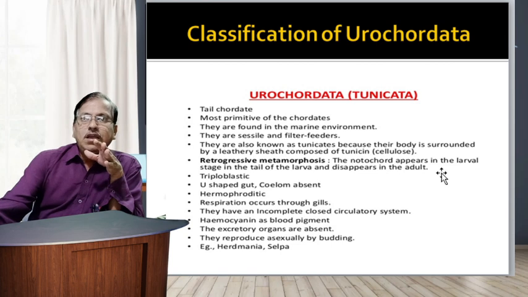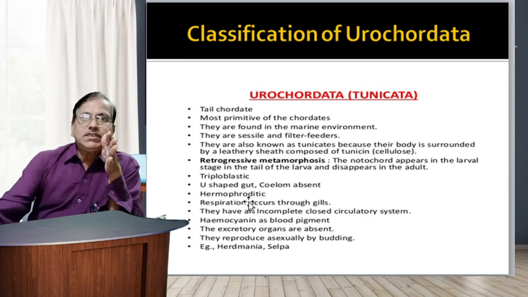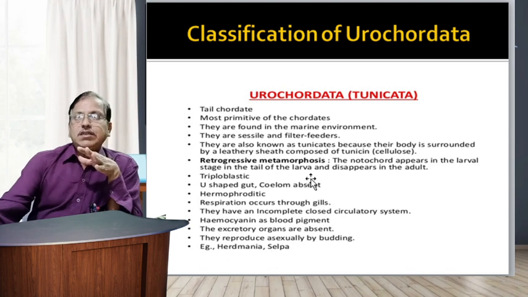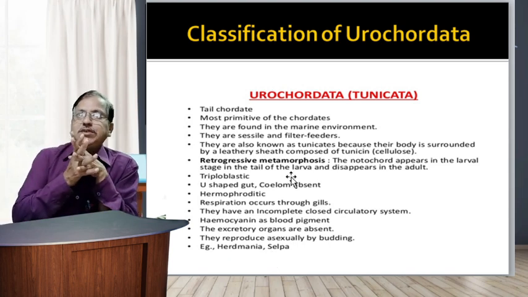The notochord appears in the larval stage in the tail of the larva and disappears in the adult. Triploblastic, the body is made by three layers. U-shaped gut, coelom absent. Hermaphrodites, meaning both male and female sex organs are present in the same animal. Respiration occurs through gills. They have an incomplete closed circulatory system. Hemocyanin is the blood pigment. Excretory organs are absent. They reproduce asexually by budding. Examples are Herdmania or Salpa. These are the brief characteristic features of the Urochordates.